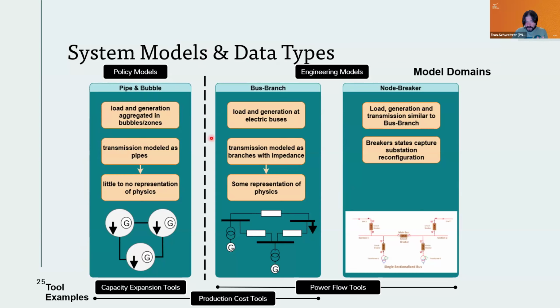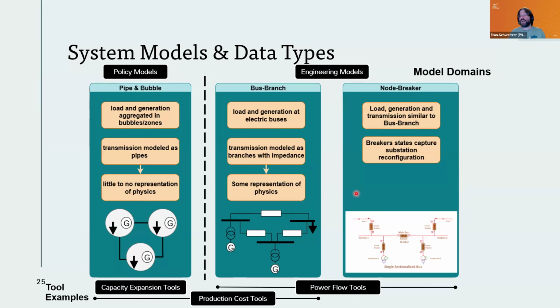When we get over this dotted line over here, we start to move into the engineering type of model. So the next one we have here is a bus branch model. This is the workhorse of engineering analysis, like power flow tools or some production cost tools. In this case, we're placing load and generation at electrical buses, and we're modeling the connection between those as branches with some sort of impedance. So we are capturing some representation of the underlying physics.